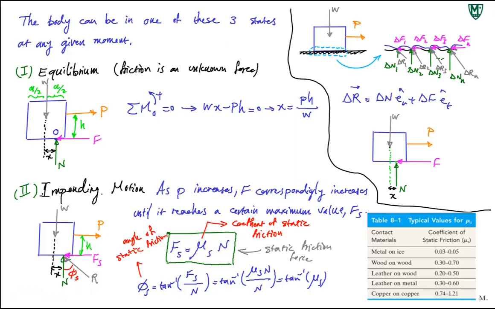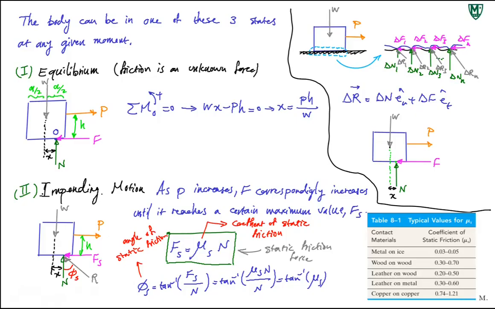The other two states, though, impending motion and motion, in those two states you actually have an expression representing your friction. If you're in impending motion, we said, the moment exactly before the motion starts, we represent the value of the friction force with Fs, calling that a static friction force. Fs is mu s N, mu s being the coefficient of static friction, N being the normal force.